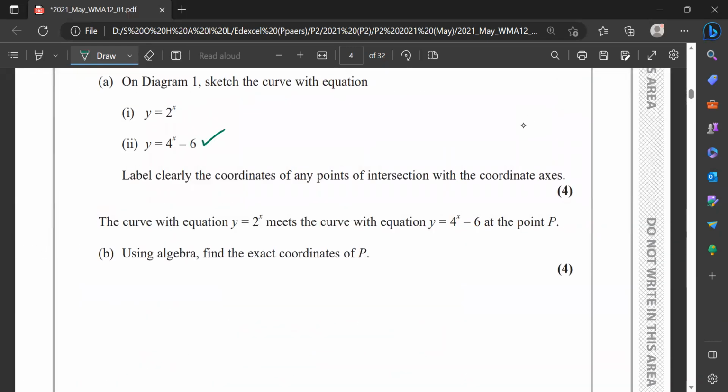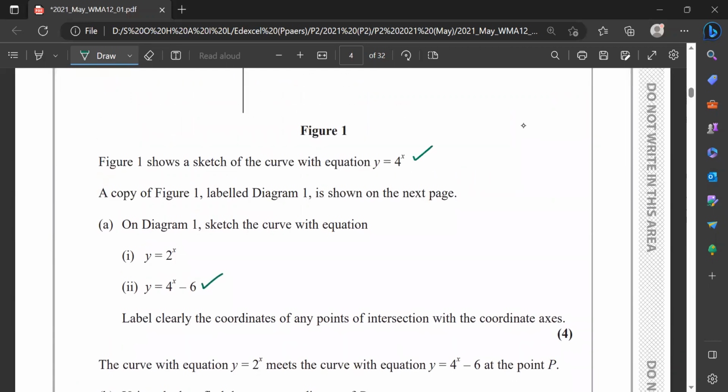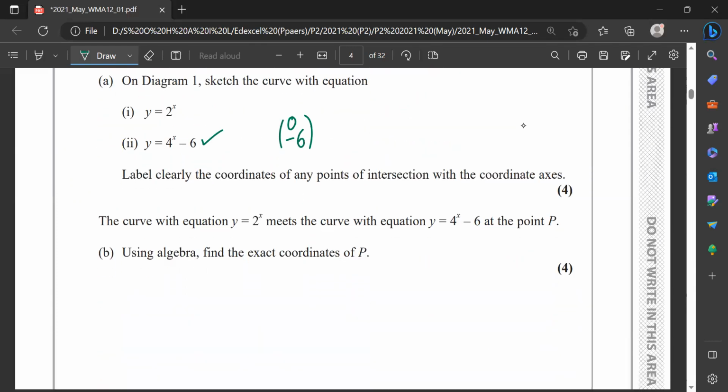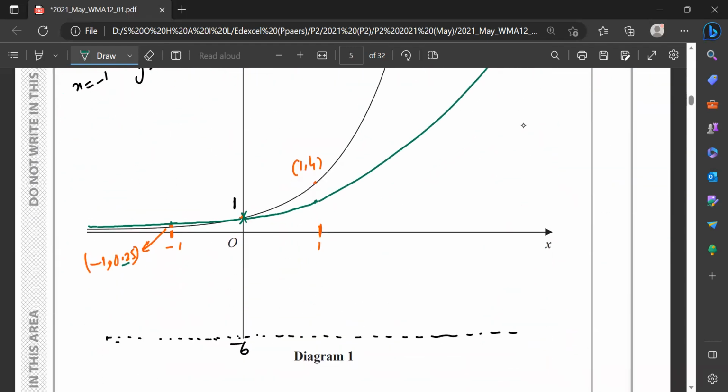Now y equals 4 to the power x minus 6. It was y equals 4 to the power x, and this is basically a translation by 0 minus 6. If you translate the graph of y equals 4 to the power x by 0 minus 6, we get the graph of y equals 4 to the power x minus 6. So the whole transformation will be 6 units below. The whole graph of y equals 4 to the power x will slide 6 units down, each and every point.